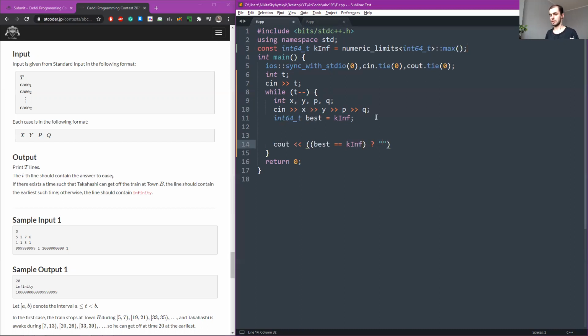If so, then we want to output infinity. Oh wait, I can't do it like that. I think that the expression type has to be the same. So I actually have to do it in a not so good way. Best, I guess.